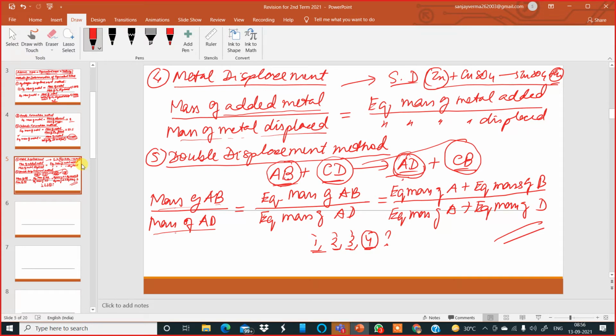And if you know the equivalent mass of A, the equivalent mass of B, and also the equivalent mass of D, then you can easily find any one of them. So here 1, 2, 3, 4. Are you getting it? This is how we go ahead. In place of AB and AD, you can also use CD and CB like this. It depends on the question, what the question is trying to ask.